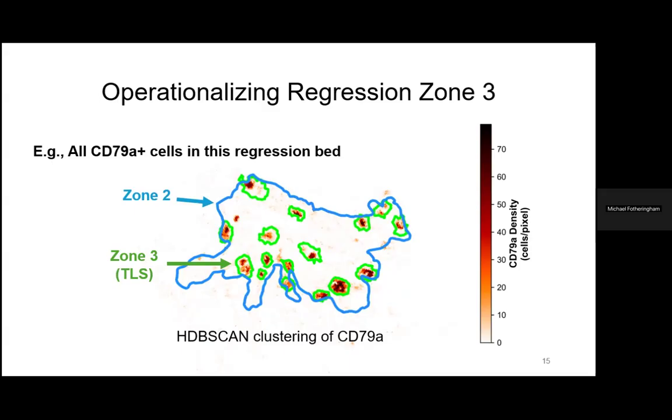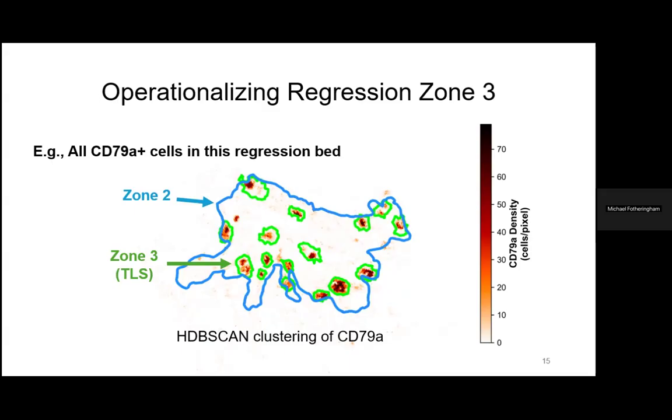And in the literature, we have only a finite number of markers on this panel, and we can't assess the maturity of a TLS. What they use in the literature is, if you have mixing of B cells and dendritic cells, that automatically qualifies a TLS as mature.